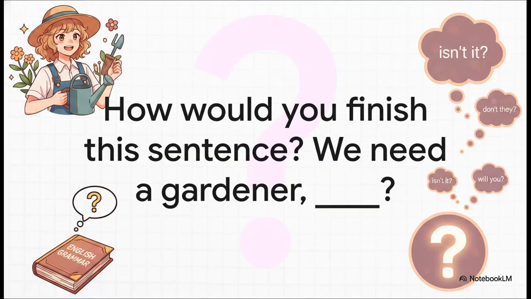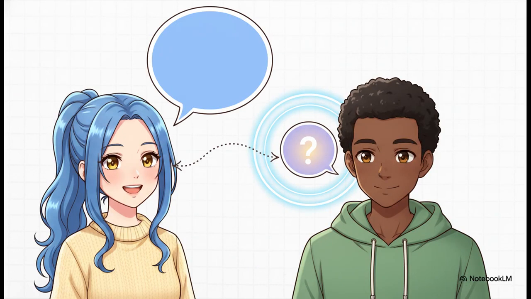Okay, let's jump straight in with a little puzzle. Take a look at this. We need a gardener. How would you finish that thought? What's the little question you'd add on the end there? Go on, have a think. And there it is. Don't we? That little phrase right there, that's a tag question. It's like a little echo that turns a simple statement into a way to connect with someone, to check if they agree. It's a massive part of everyday conversational English.